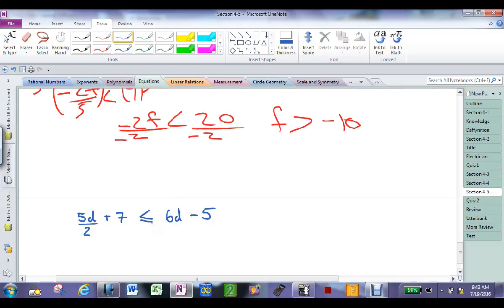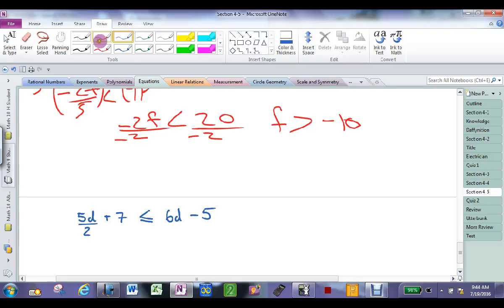So, you've got a couple of options. Dylan says I could multiply this by 2. If I multiply this by 2, that's going to get rid of the 2. But then what do I have to remember to do? Multiply everything by 2. That's the easiest thing to do.